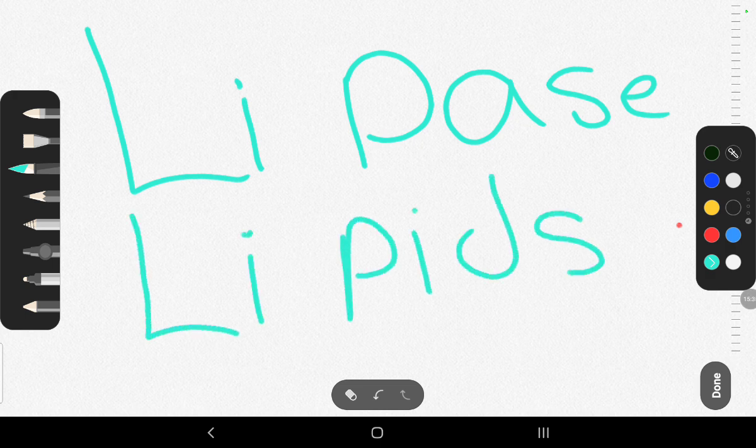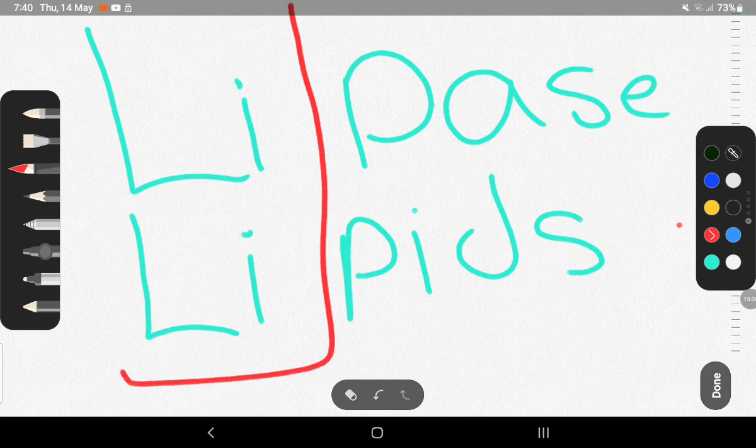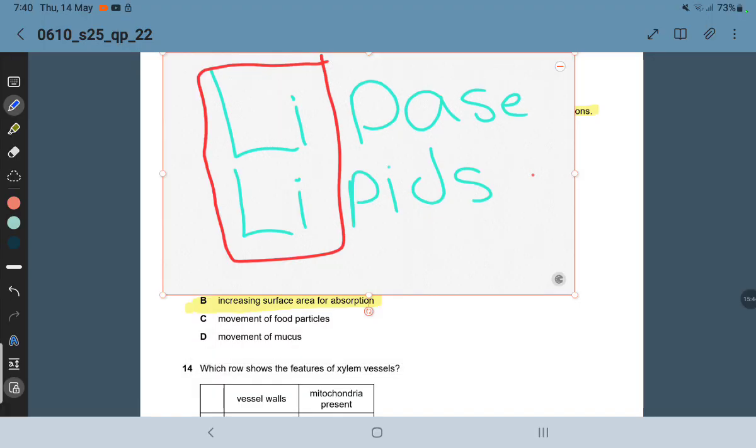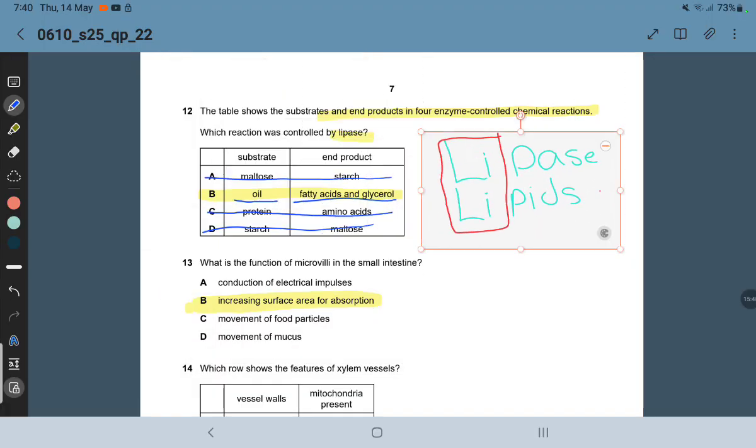Lipids. See the matching part? This one is the matching part. So now that is why you can remember the name very easily and more effectively than ever before using my lovely way. Okay, now here in 13, what is the function of a microvilli in the small intestine?